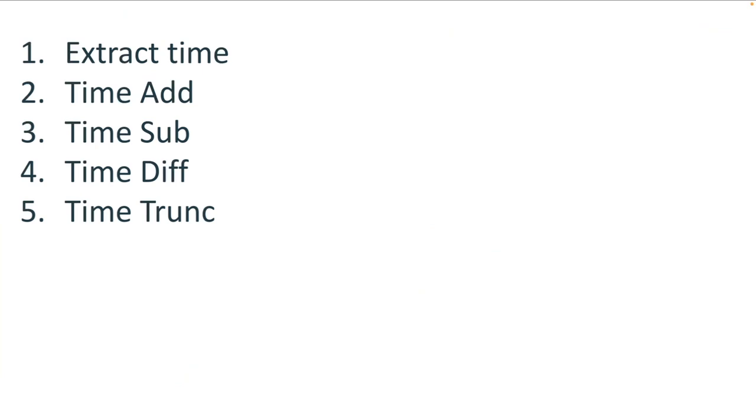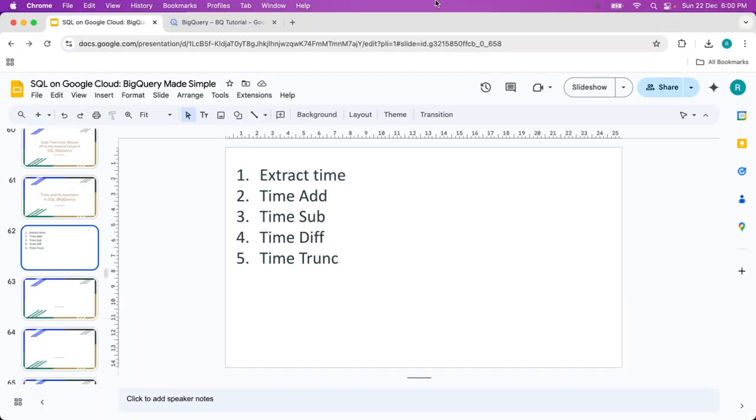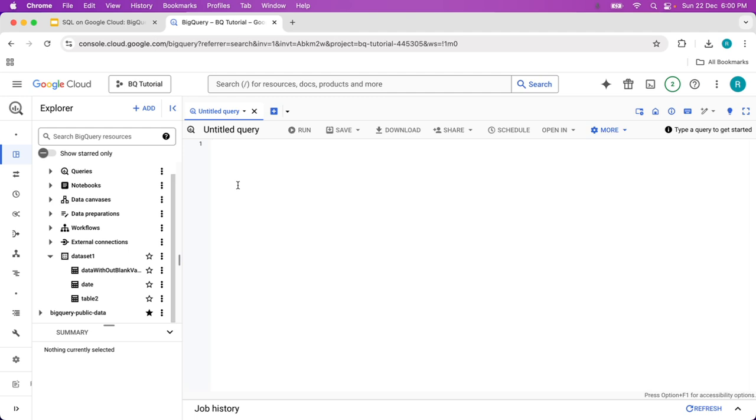And if you have two dates and times, how you can get the difference between those times and how many hours it is, and also round off the time value by using truncate. Okay, let's look at the time first.